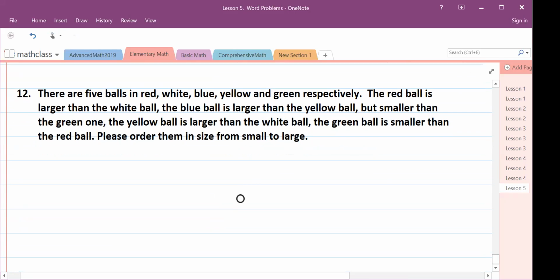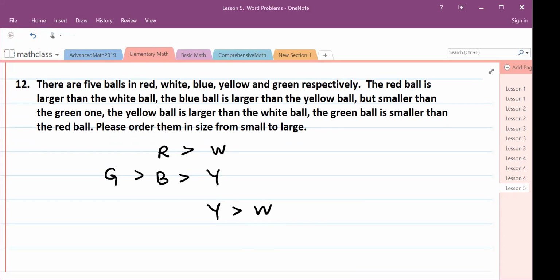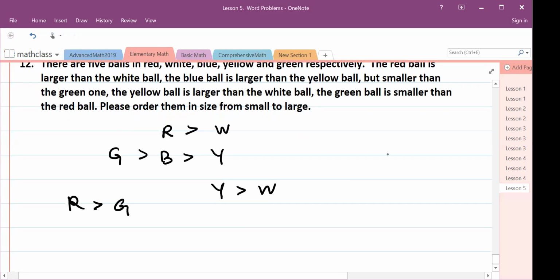Okay, let me finish. So 5 balls, right? So red ball is larger than white ball, put this way, right? And the blue ball is larger than the yellow ball, but smaller than the green ball, okay? You have to write it like this. Okay, then the yellow ball is larger than the white ball. You see, the yellow ball larger than the white ball. Then almost there. Okay, so yellow ball is larger than the white ball, and the green ball is smaller than the red ball. So the red ball is greater than, see, look at that. Then you can easily see the line up, right?